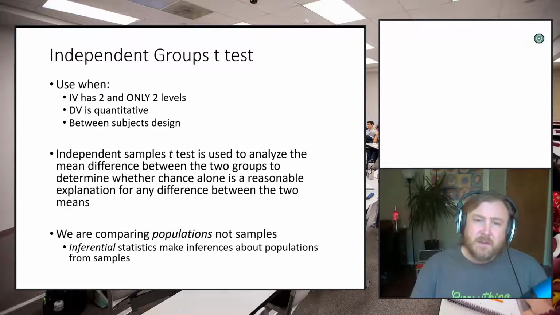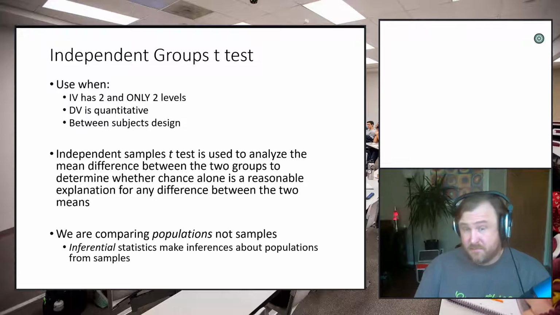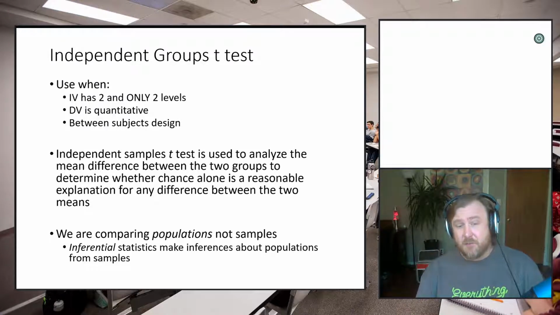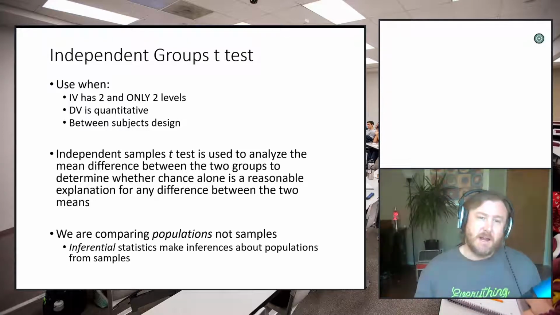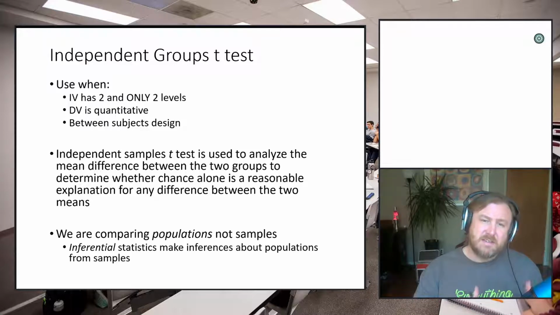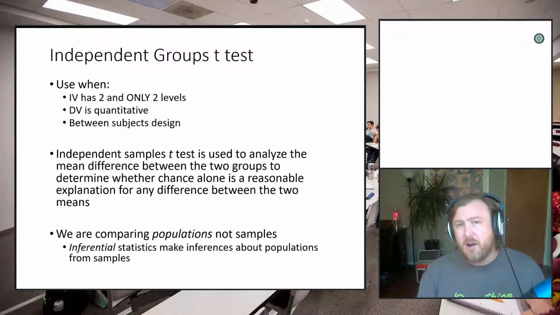So importantly, as with all t-tests, we're in the domain of inferential statistics. And inferential statistics are used to make inferences about populations from samples. So what we're actually comparing aren't necessarily sample means, but the populations. We're evaluating whether or not this difference would occur in the overall population.